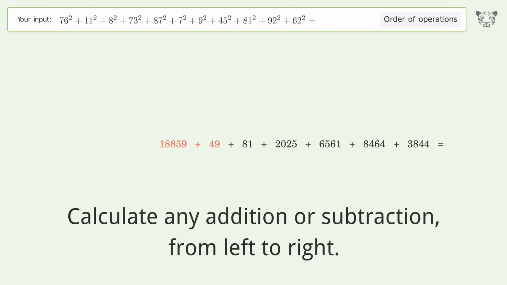18859 plus 49 equals 18908. 18908 plus 81 equals 18989. 18989 plus 2025 equals 21014. 21014 plus 6561 equals 27575.